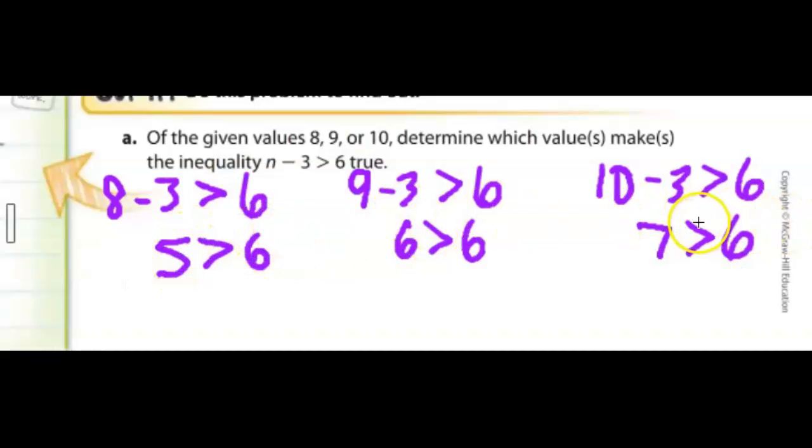Which one of these is actually correct? Which one makes a true statement? Is 5 greater than 6? Is 6 greater than 6? Or is 7 greater than 6? Pick one that's actually a true statement.